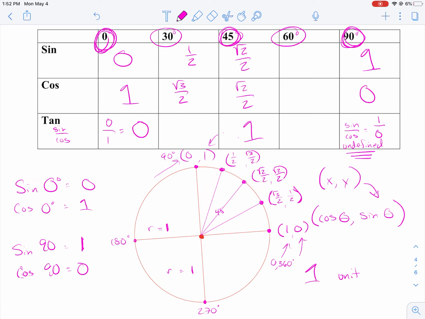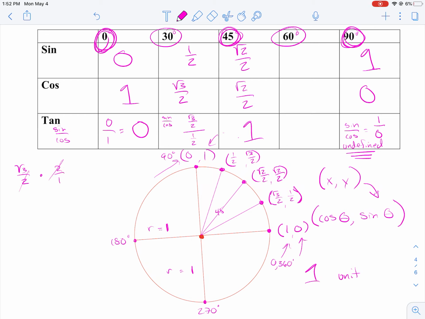And then we got to remember the tan is sine over cosine. So in this case, we get square root 3 over 2 divided by 1/2. So you're going to keep flip change. Let me give myself some space here. So keep, flip, change. What cancels? The 2's. And so the tan of 30 degrees is square root 3. Then we go to 60 degrees, we just flip-flop this.